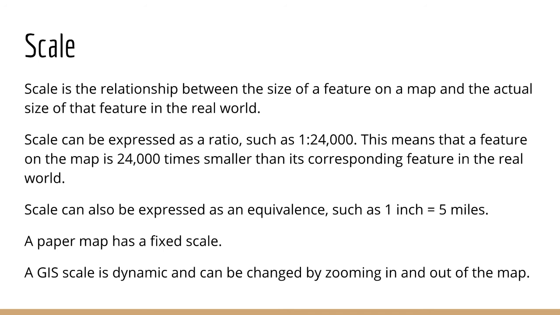A paper map has a fixed scale. In a GIS, you can zoom in and out, so the scale's dynamic. The other thing I want to mention about scale on paper maps: if a paper map is shrunk or enlarged, the representative fraction changes. Scale's not the same if the map is shrunk. Scale bars always stay true. If a map is shrunk, the scale bar shrinks too. But the representative fraction is wrong then. So you have to be careful about that.